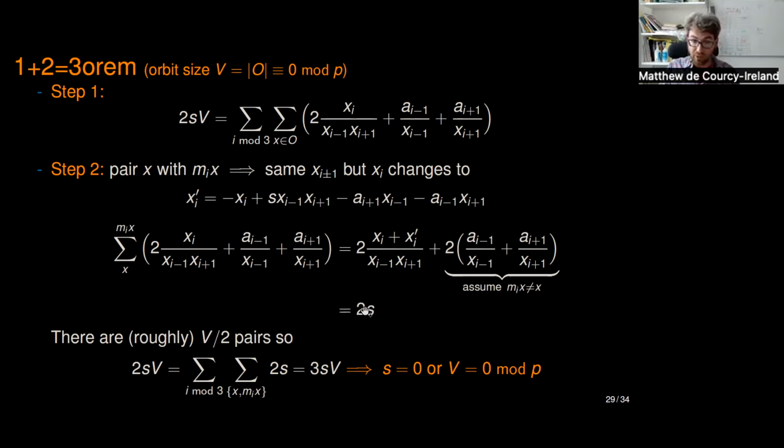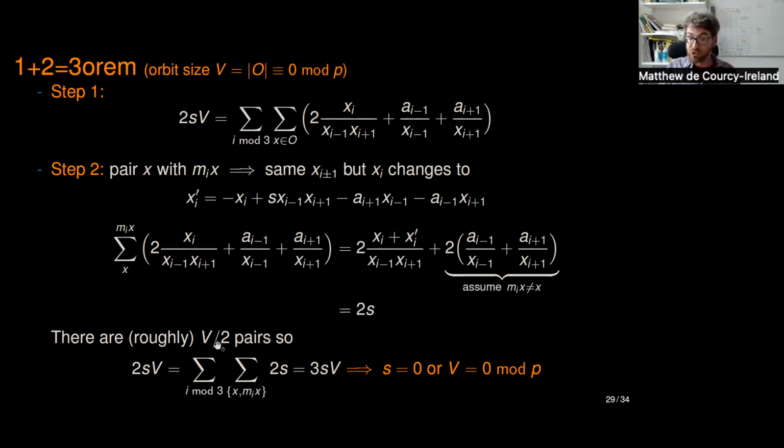I can tell you in a second what to do about fixed points. This is just some cancellation that happens from the way the moves are set up. If you change x to mix, you get the same thing in the other two coordinates, but xi changes to the other root of the quadratic, so minus xi plus s times the product minus some off-diagonal stuff. When you pair the two together, it exactly cancels to 2s.